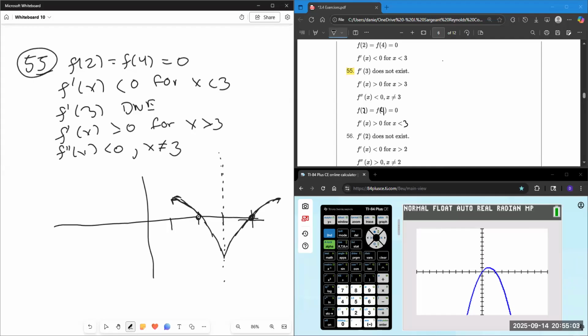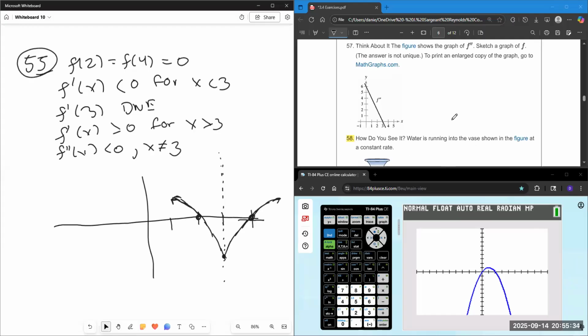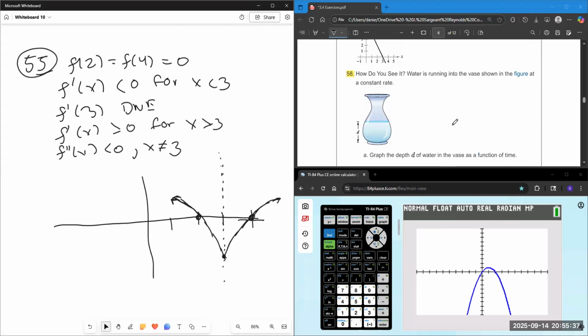So slope is negative for x less than 3. Yes, it is. Slope is positive for x greater than 3. Yes, it is. Concave down, less than 3. Concave down, greater than 3. Can't define the concavity at x equals 3 because the first derivative isn't defined there, since it's a cusp. And there's my sketch. Let's move on to this last problem here.